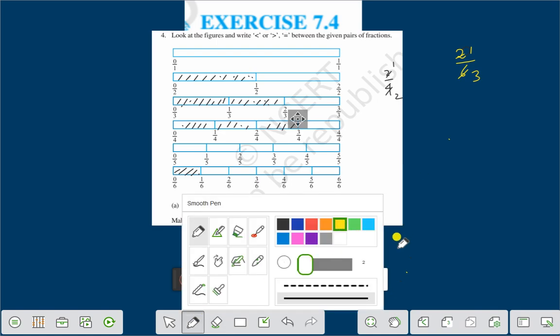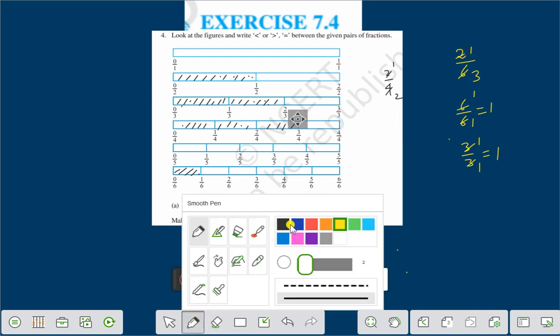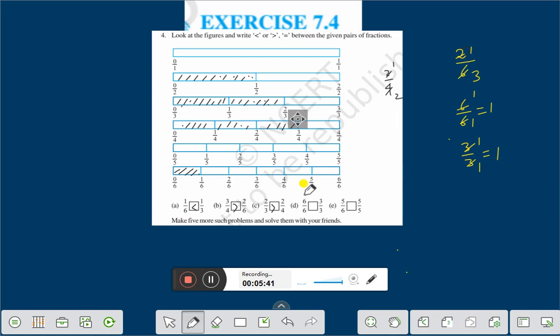6 by 6. If we change into lowest term, that is 6 1 is 6 and 6 1 is 6. The value is 1, right? And what is the value of 3 by 3? 3 1 is 3, 3 1 is 3. 1 by 1, that is equal to 1. Both are the same. Both are 1. Then we can say it is equal to. Therefore it will be equal to, right?